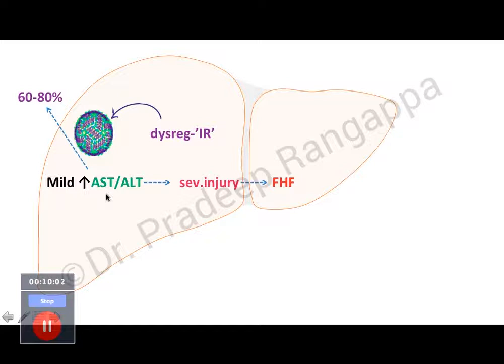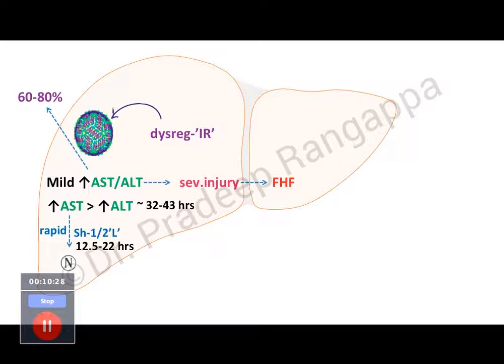We do see this; most dengue patients will have abnormal AST-ALT. The increase in AST is more than the increase in ALT, like in lepto. But what they found is that AST normalizes before ALT. The reason is that AST has a shorter half-life of 12.5 to 22 hours as opposed to ALT, which has a half-life of 32 to 43 hours. So although AST rises more than ALT, AST normalizes first and ALT normalizes much later because of its longer half-life.